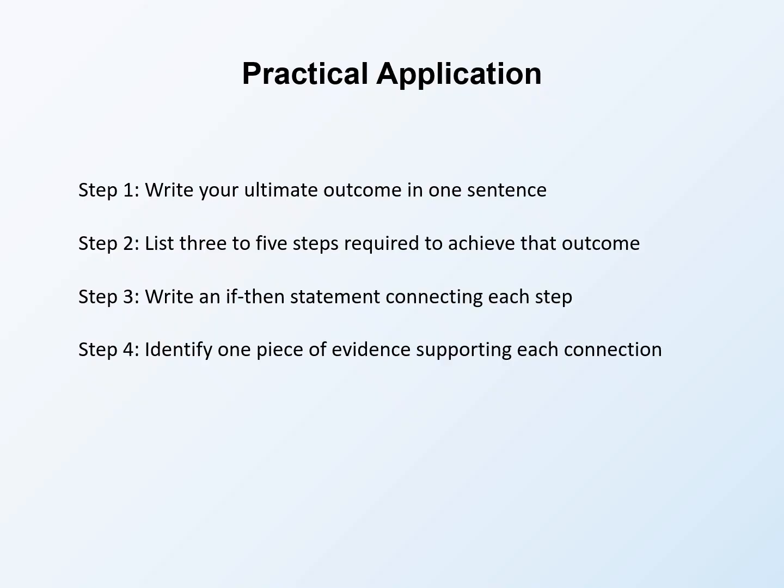Step 3. Write an if-then statement connecting each step to the next. If participants experience X, then they will develop Y. If they develop Y, then they will do Z. Make causation explicit.